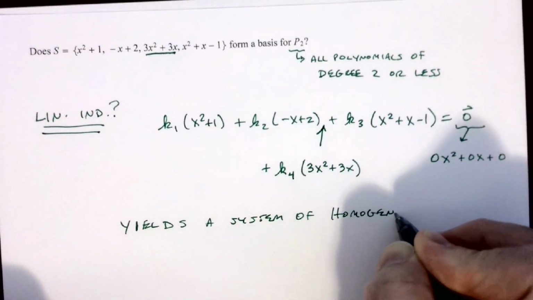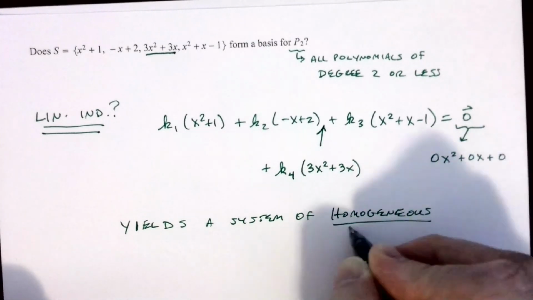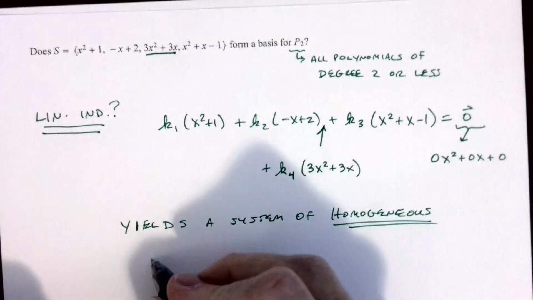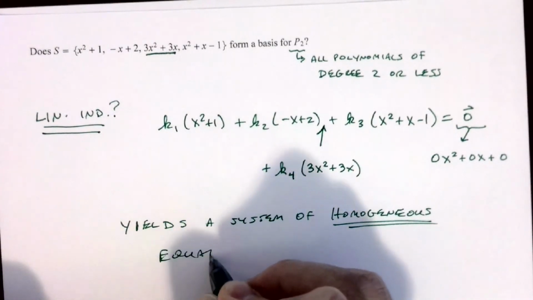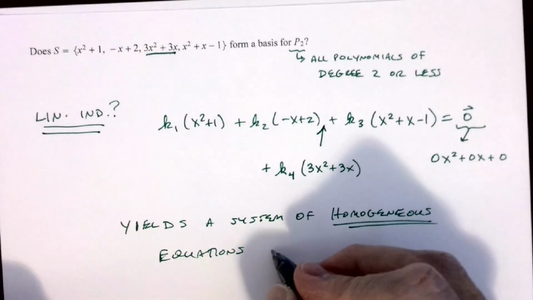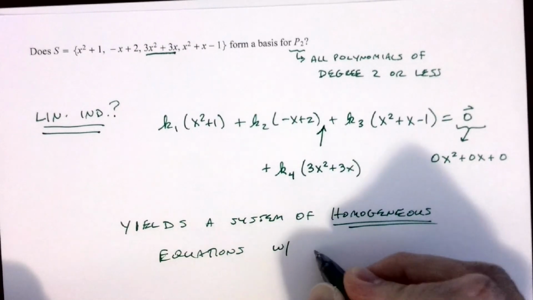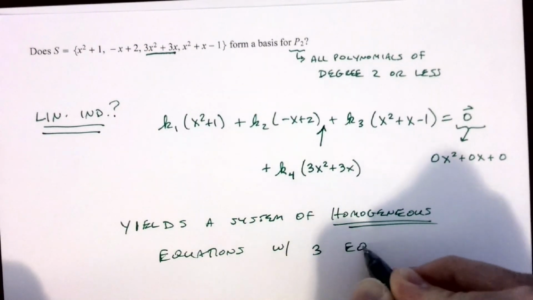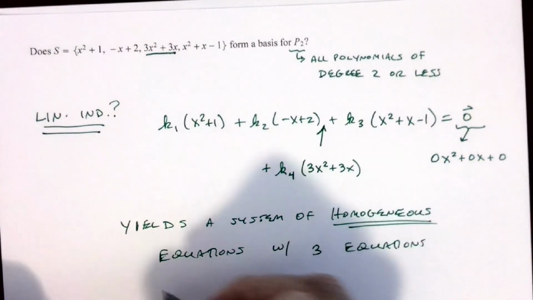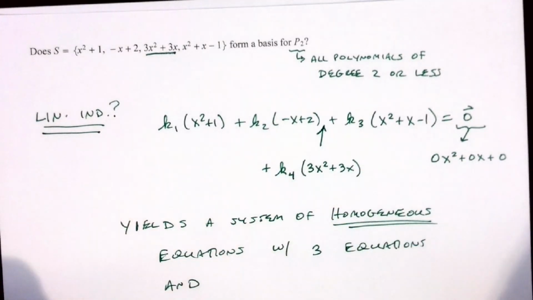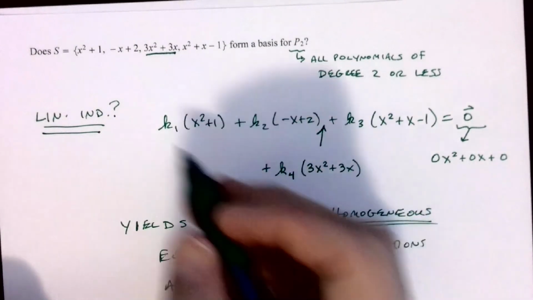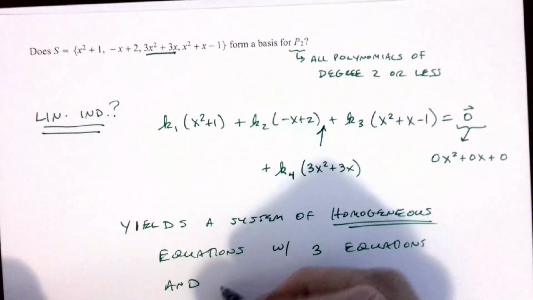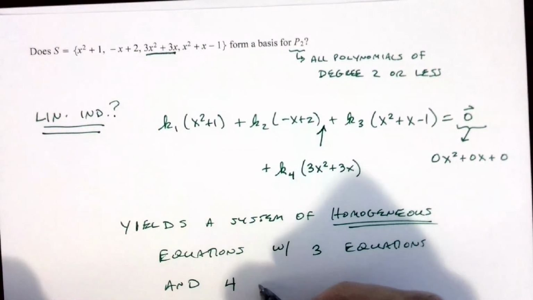Why do I say homogeneous? What in the world does that mean again? Constants are all what? 0, right? Homogeneous linear equations, of course, with 3 equations. And how many unknowns? K1, K2, K3, and I almost forgot K4, right? I need 4 unknowns because I had 4 polynomials in here. And 4 unknowns.